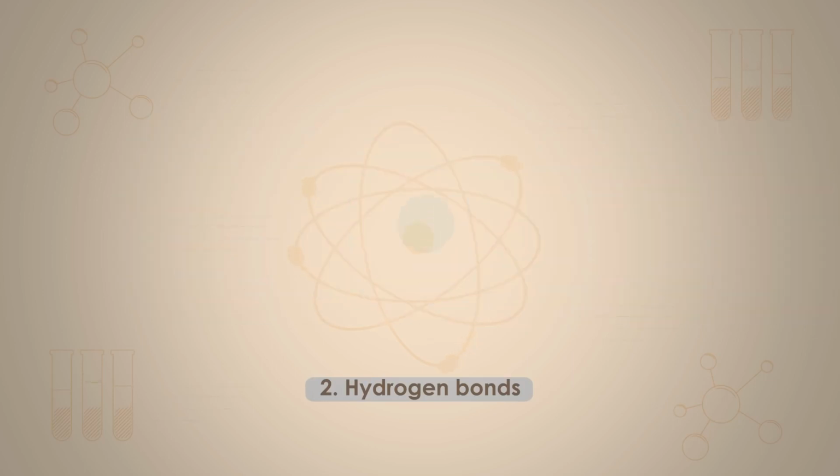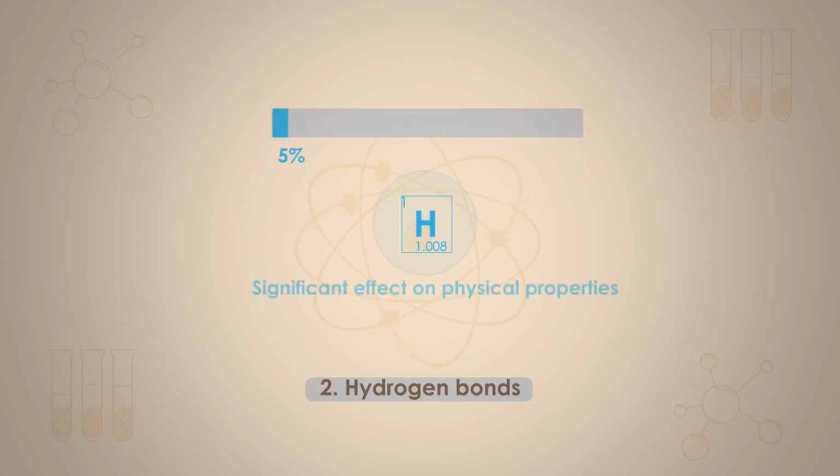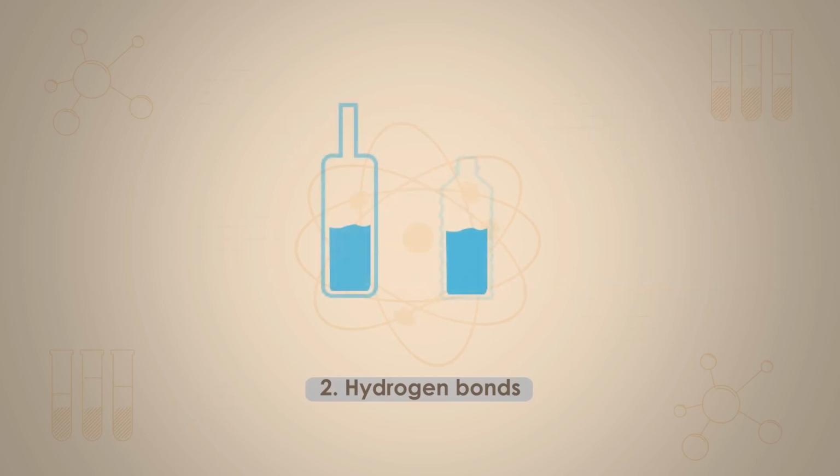Even though a hydrogen bond has only about 5% the strength of a covalent bond, it does have a significant effect on the physical properties of compounds. For example, were it not for hydrogen bonds, both water and alcohol would be gases at room temperature and pressure.